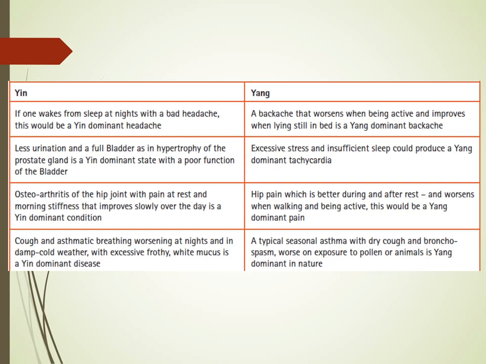Sa yin, there is cough and asthmatic breathing worsening at night and in damp cold weather with excessive frothy white mucus is a yin dominant disease. While sa yang, a typical seasonal asthma with dry cough and bronchospasm, worse on exposure to pollen or animals, is yang dominant in nature.